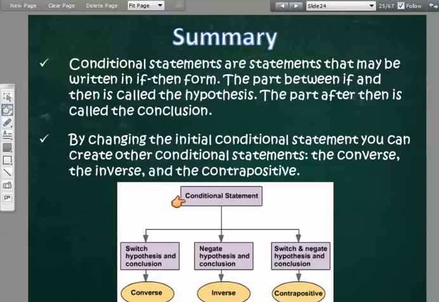It says take your conditional statement. If you switch the hypothesis and conclusion, you're going to get a converse. If you negate the hypothesis and conclusion, you're going to get an inverse. If you switch and negate the hypothesis and conclusion, you're going to make it a contrapositive.